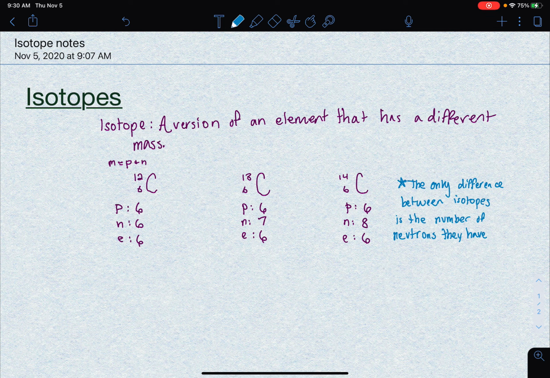Carbon in particular has 3 isotopes. Carbon-12 is the most common by far. I don't have the exact percentages, but I know it's over 95% of all carbon atoms. Carbon-13 is pretty rare. And then carbon-14 is actually radioactive, which means it breaks down.